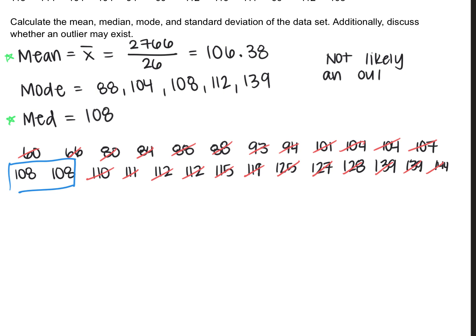in this data set. If my mean were something like 92 and my median was 108, then I would say that there's a good chance an outlier exists in our data set. But based on our current mean and median, not likely that an outlier exists.